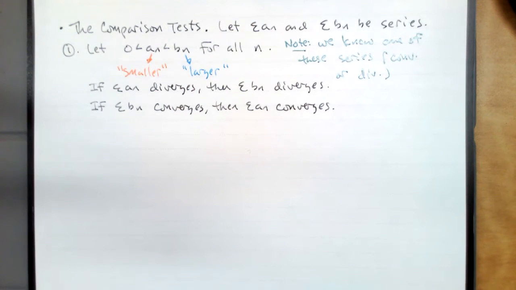So one of these is a known series. We know it converges, we know it diverges. Notice we only get two things. If the smaller series diverges, then the larger series diverges as well. If the larger series converges, then the smaller series converges as well.